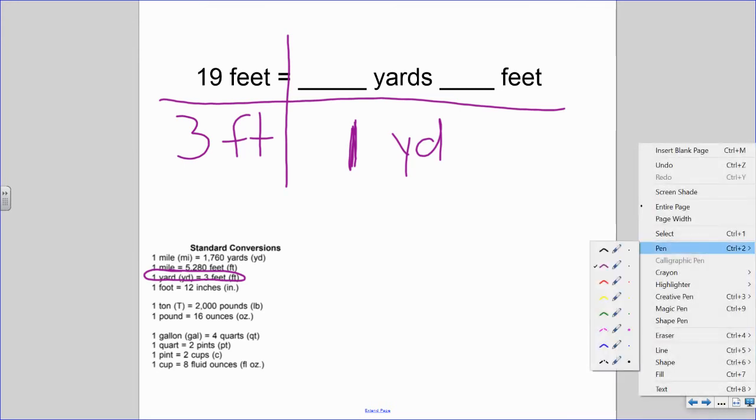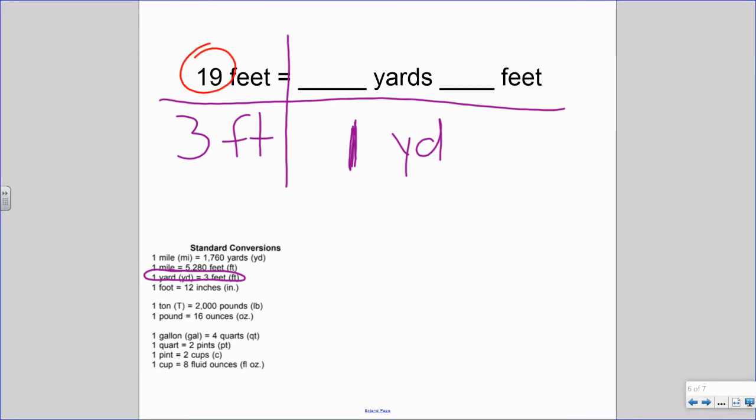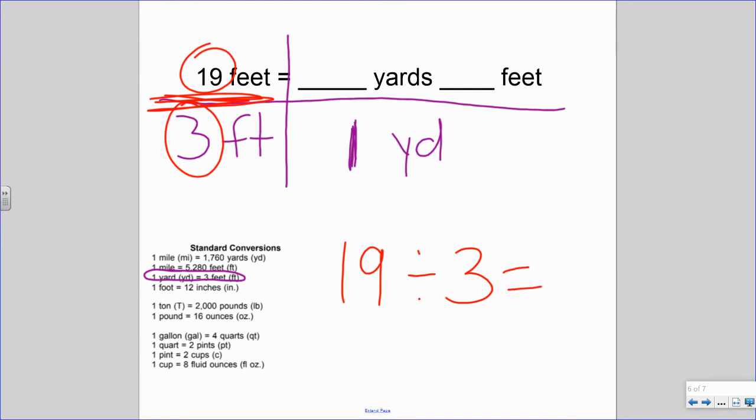Now I'm going to create my number sentence the same way. I'm starting with 19. My connecting number is 3. Being one on top of the other, that is clearly division. So I have 19 feet. I want to know how many groups of 3 I can make. So we have 19 divided by 3. And I know that 3 times 6 is going to be the best I can do. That uses up 18 of my 19 feet, and I have 1 foot left.